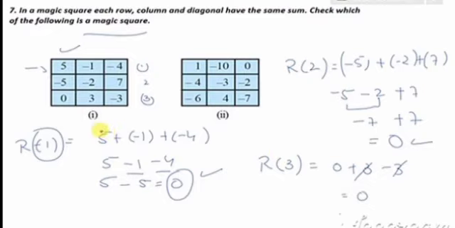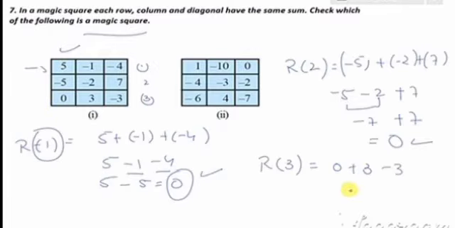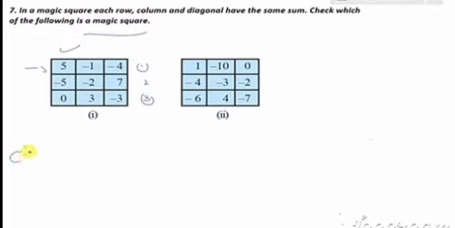So you can see here row 1, row 2 and row 3. After adding the numbers of row 1, row 2 and row 3, I am getting 0 each time.